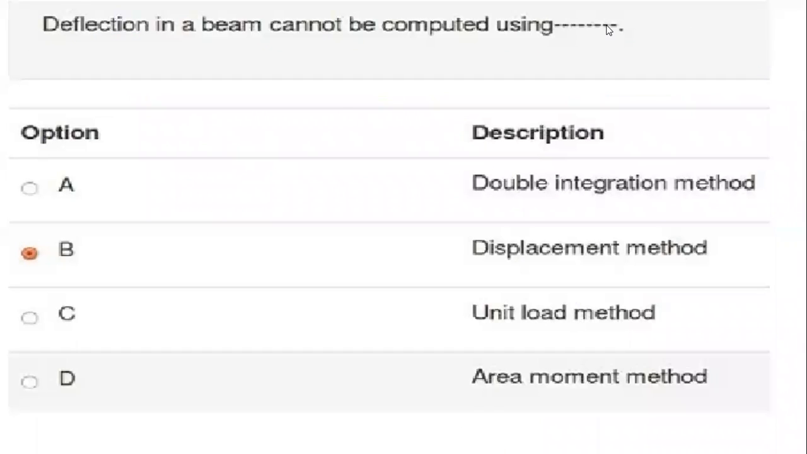Deflection in a beam cannot be computed using dash dash, meaning for which of the following methods it is not applicable to determine the deflection. That is the meaning of the MCQ, and they have given 4 different options. So the first option is the double integration method. Using this double integration method, also called Macaulay's method, we can find out the deflection. What we have to identify here is which method cannot compute deflection, so this method can be used, so this is not the correct answer.